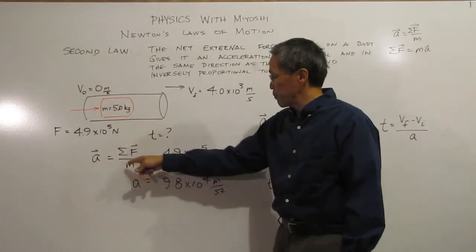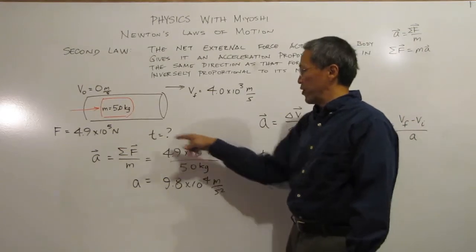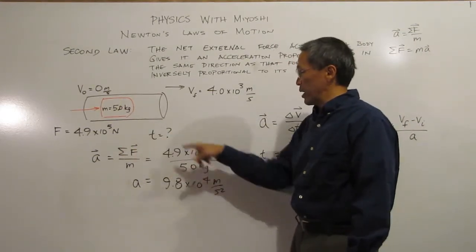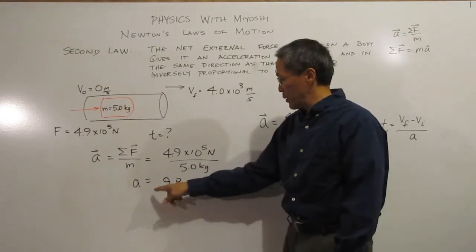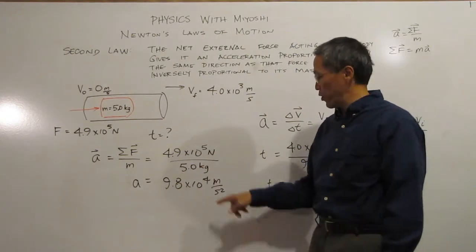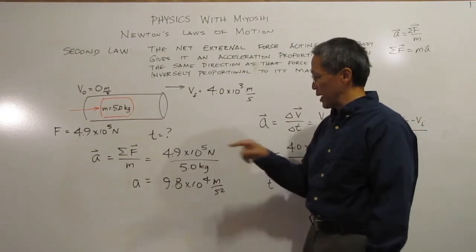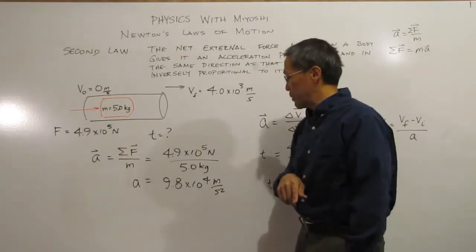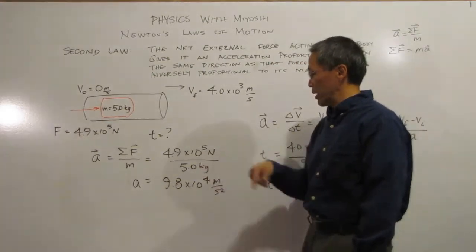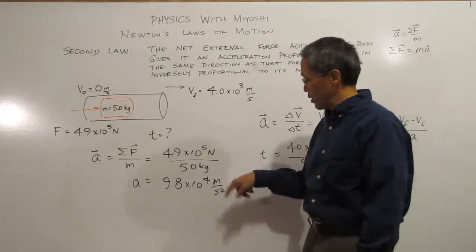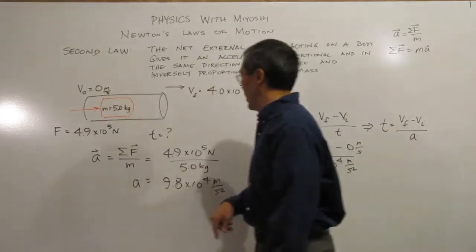So, we take our 4.9 times 10 to the 5th newtons, our force, divide that by our 5 kilogram mass, and we get 9.8 times 10 to the 4th meter per second squared, remembering that a newton is a kilogram meter per second squared, so our kilograms would divide out there and we'd be left with meter per second squared.